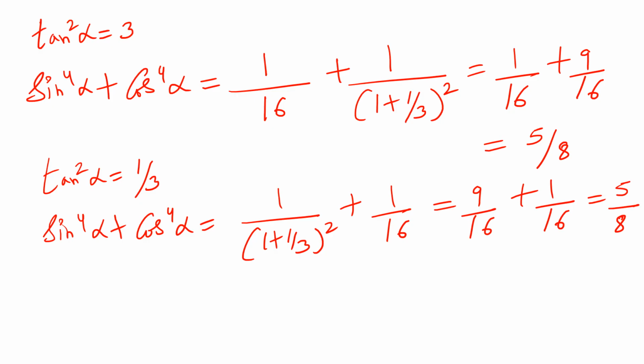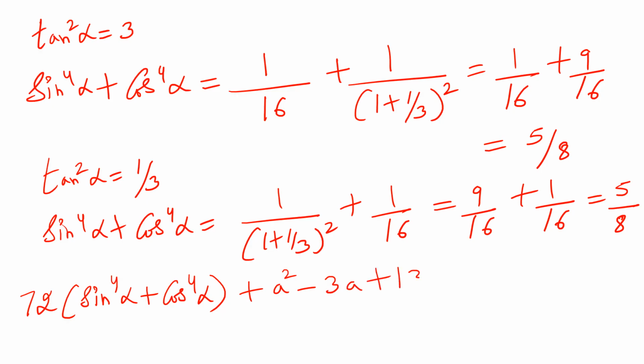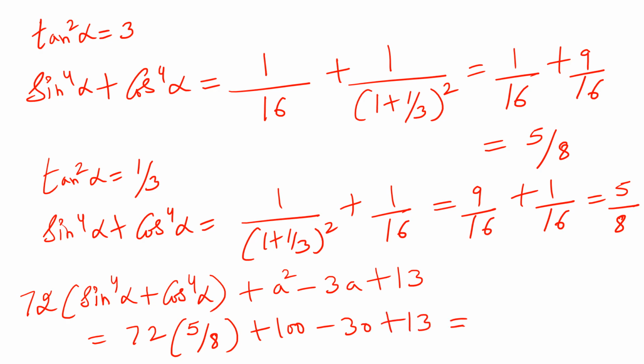Now students, we have to calculate the required expression, and it is 72 times (sin^4 alpha + cos^4 alpha) + a square - 3a + 30. Now just put the values. It becomes 72 into 5/8 + 100 - 30 + 30. Now it becomes 45 + 100, that is 145, minus 30 plus 13. So finally it becomes 128. So that means option B is the correct one.